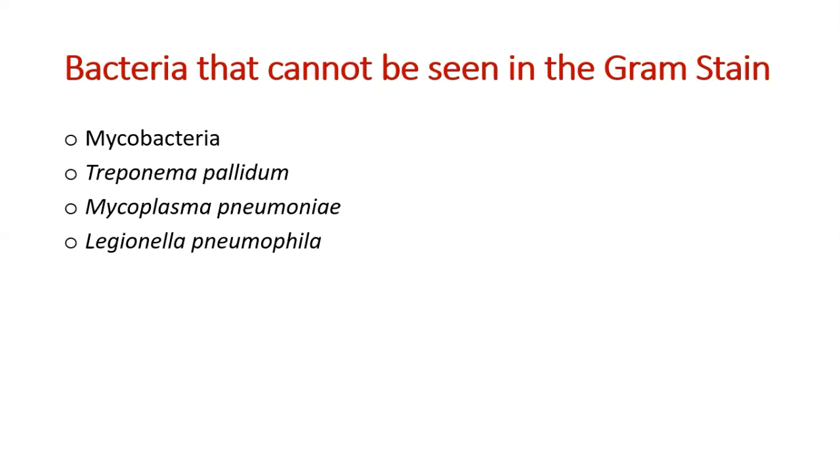Legionella pneumophila, as there is poor uptake of red counter stain. Chlamydia and Rickettsia, as they are intracellular organisms and are very small in size. There are some alternate stains for these bacteria that we are going to discuss in the upcoming videos.